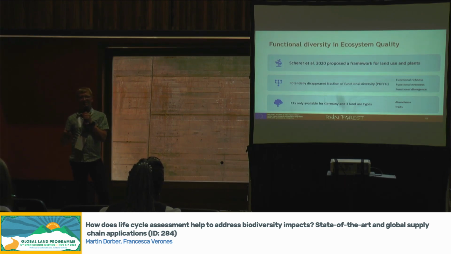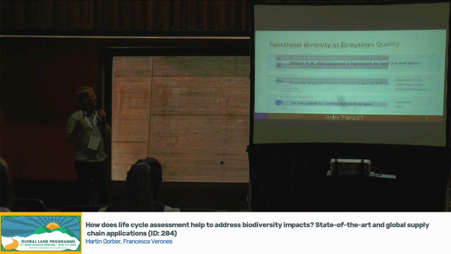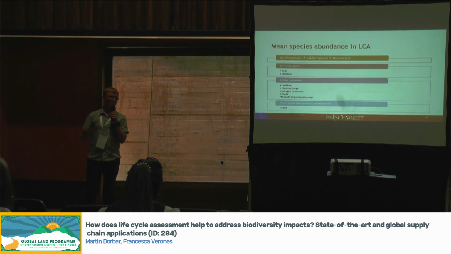And as this is now really data demanding, since they need abundance and trade data, we only have characterization factors for Germany and 3 land use types. So it's on its way, but it's not there yet. So more to come, but therefore another indicator is maybe even more promising.